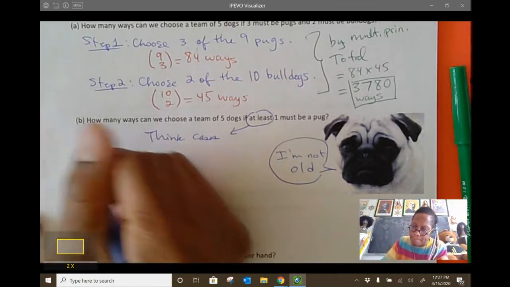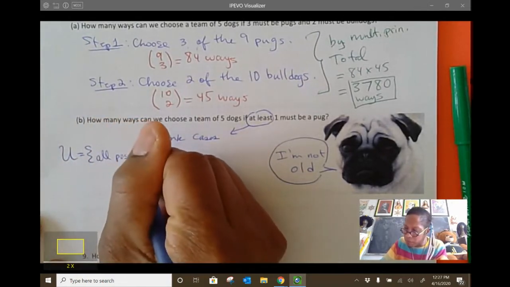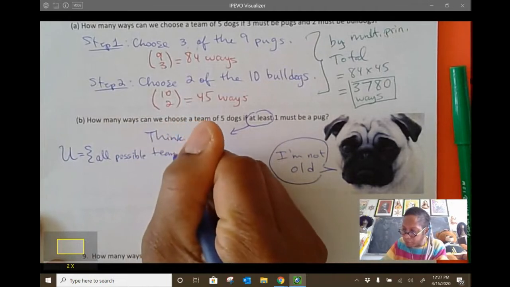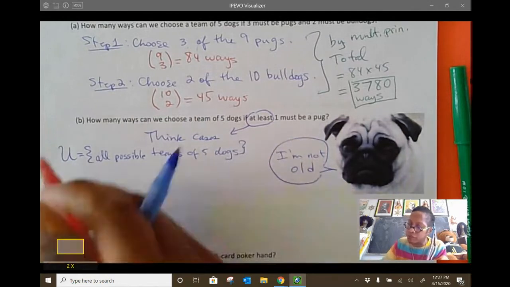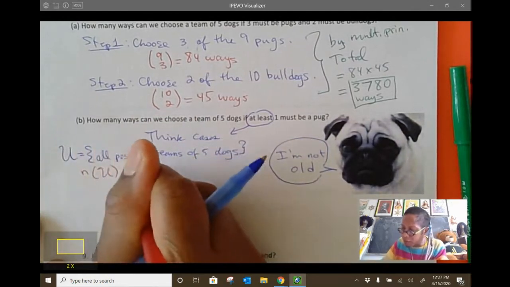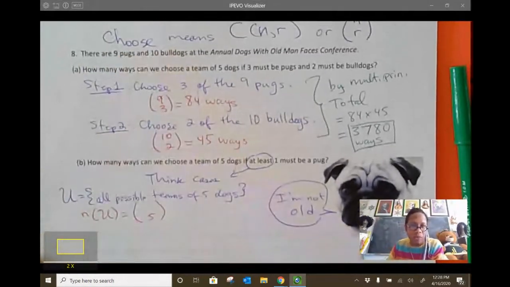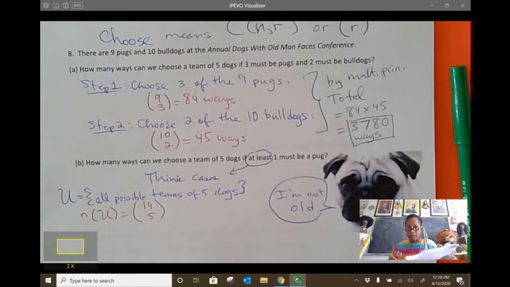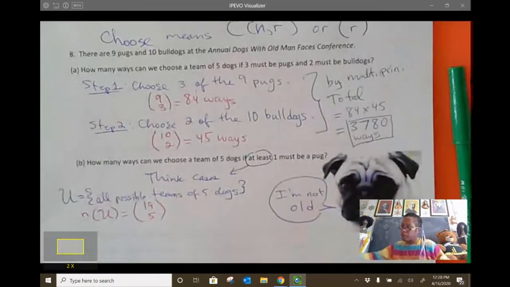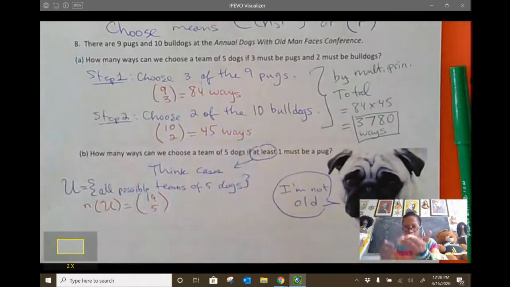So first of all, the universe is all possible teams of 5 dogs. And it's easy to calculate the universe. The size of the universe is the number of dogs, I'm choosing five of them. How many dogs total? We have nine pugs and 10 bulldogs. So that's a big number, 19 choose 5. I can't calculate that because my table's not big enough, but a calculator can. So that's the number of possible teams, regardless of how many of each.